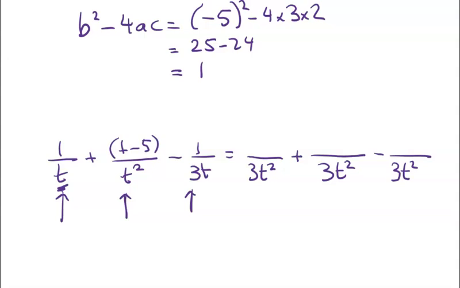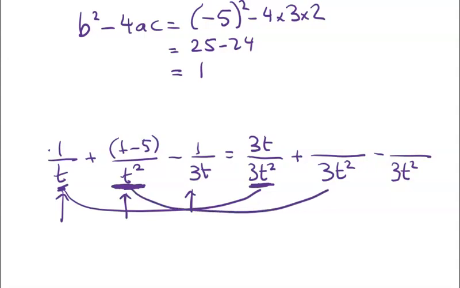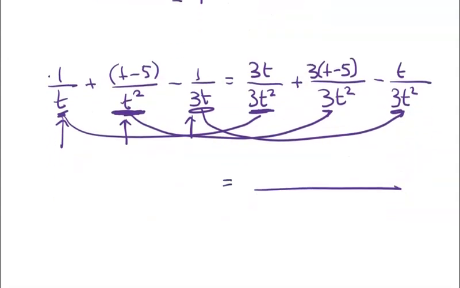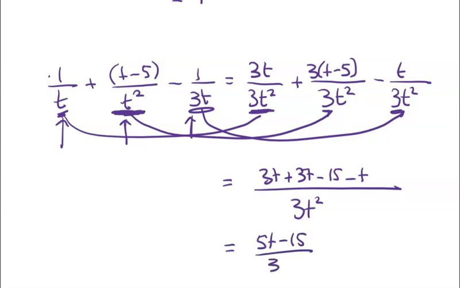So what have I done to the t to get to 3t squared? I've times it by 3t. That means I have to do the same to the 1. So we get 3t. The t squared got multiplied by 3, so I have to do that to the numerator as well. And this 3t here got multiplied by t, so I'm going to have minus t here. Cleaning all of that up gives me 3t plus 3t minus 15 minus t over 3t squared, which simplifies to 5t minus 15 over 3t squared.